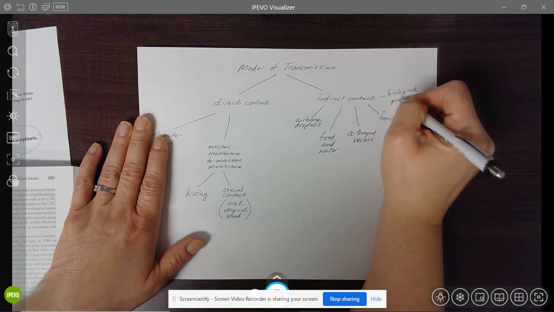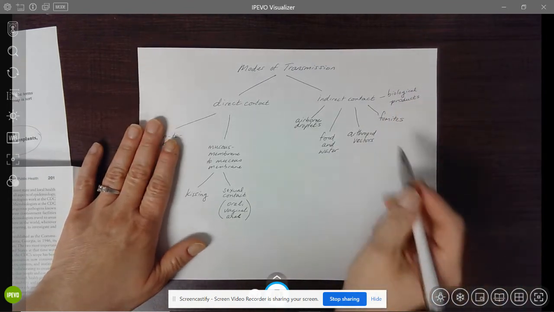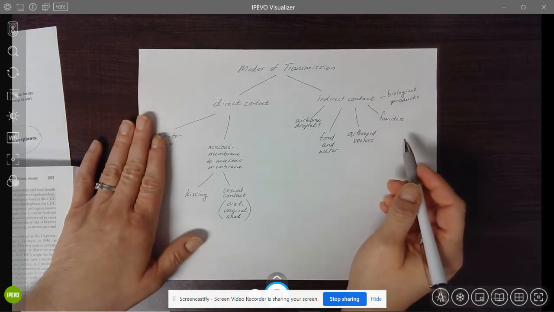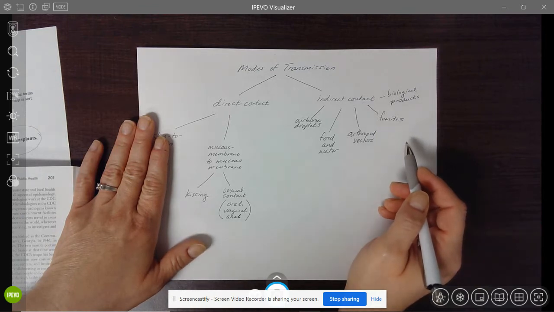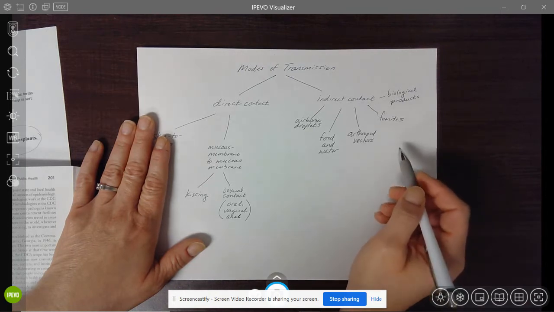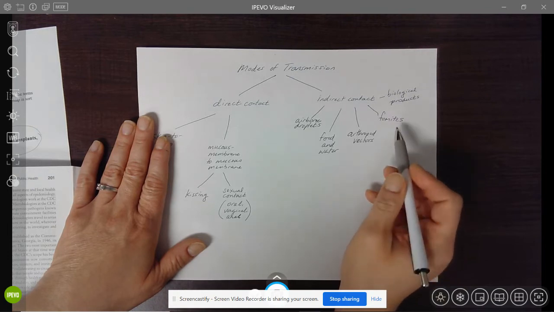If you don't already know, fomites are inanimate objects. Things like door handles, surfaces of tables, faucet handles of sinks. So inanimate objects that people would be touching on a fairly regular basis in their daily lives. So this is the way that your book sets this up.